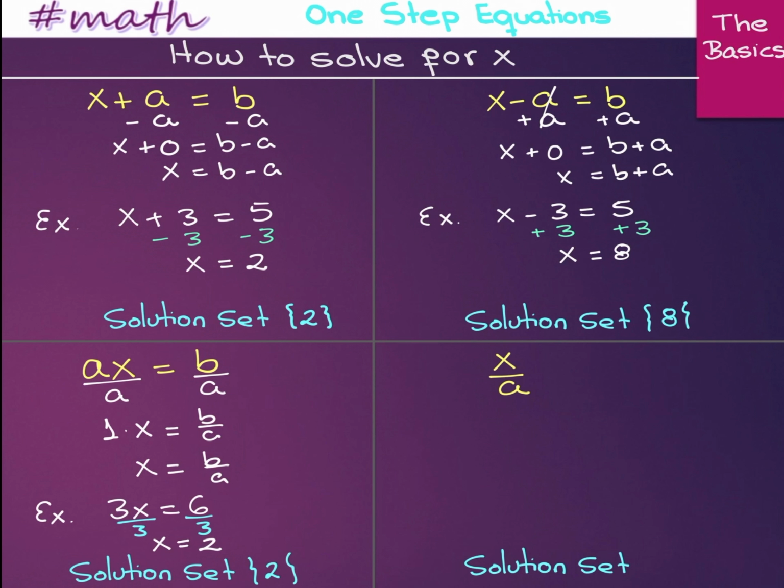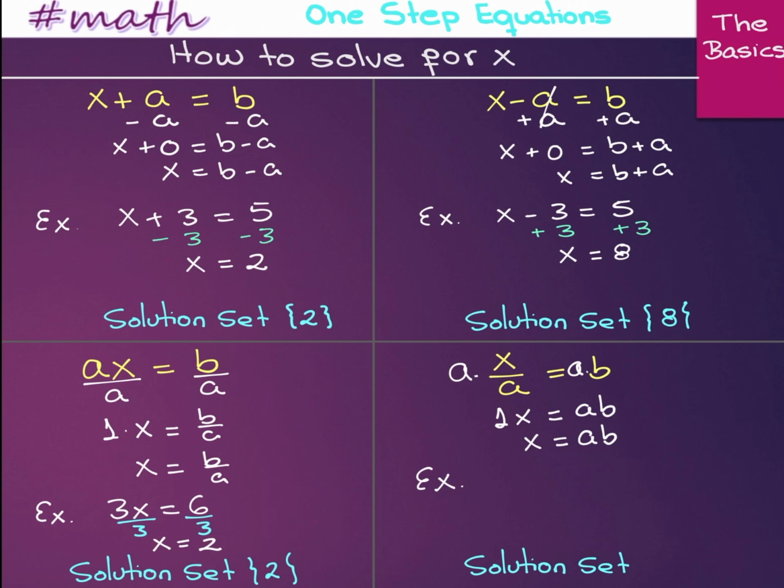And the last case is when a is dividing the variable. Because a is dividing x, we are going to multiply by a on both sides, do the opposite operation. So a times x over a: a divided by a is 1, times x is 1x, and on the right-hand side we get ab. 1 times x is x, and we solved for x. x is a times b.